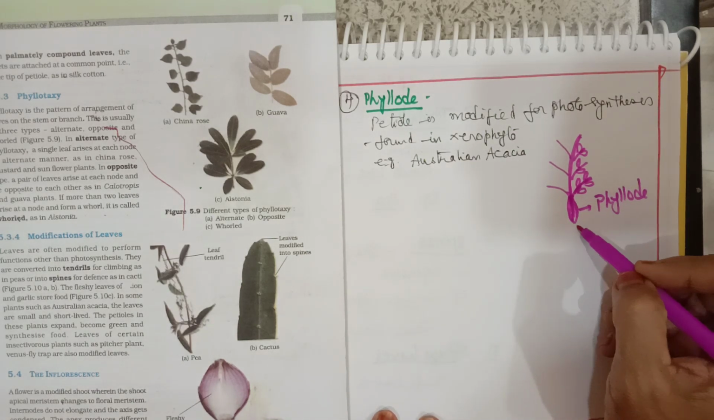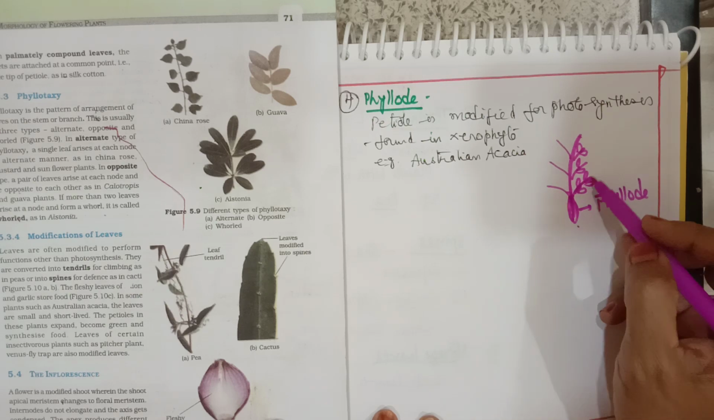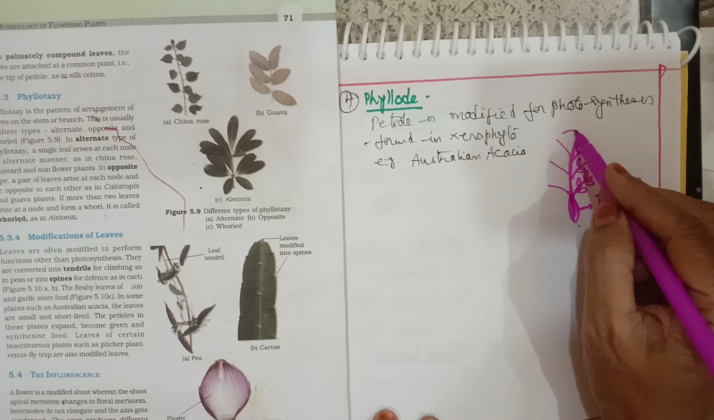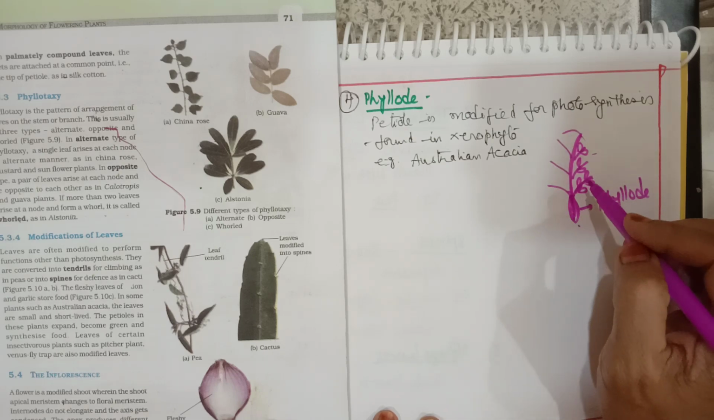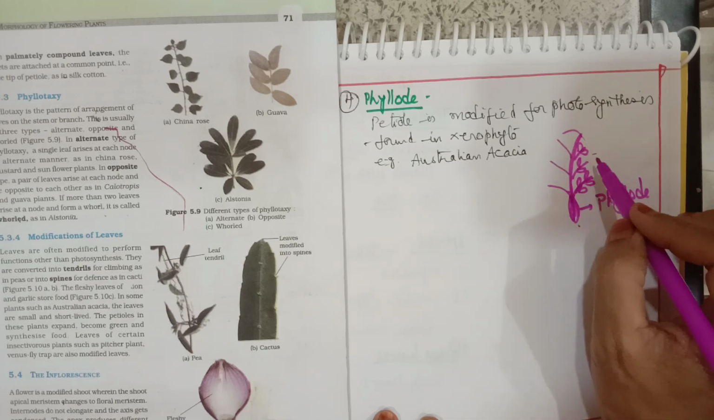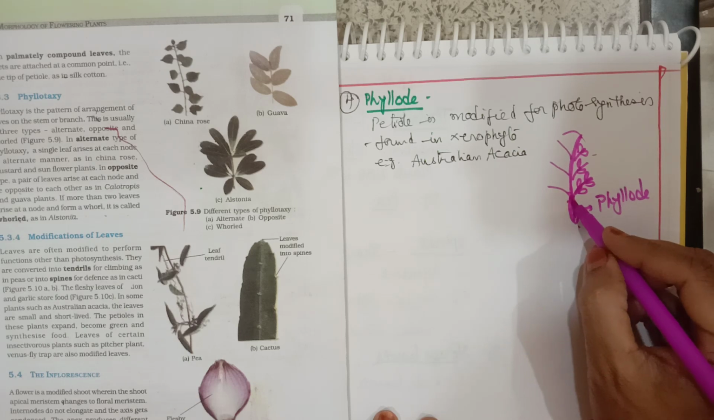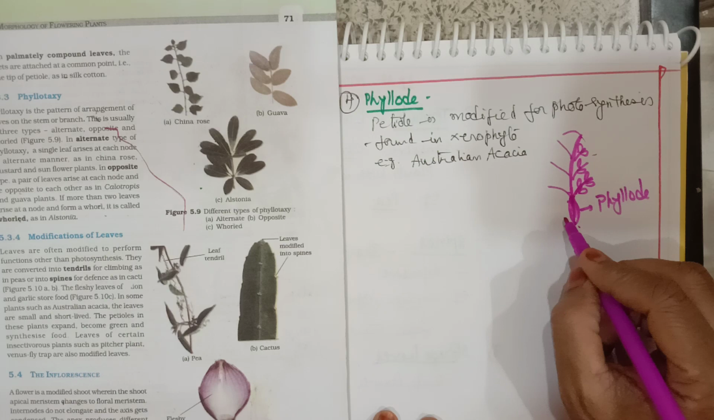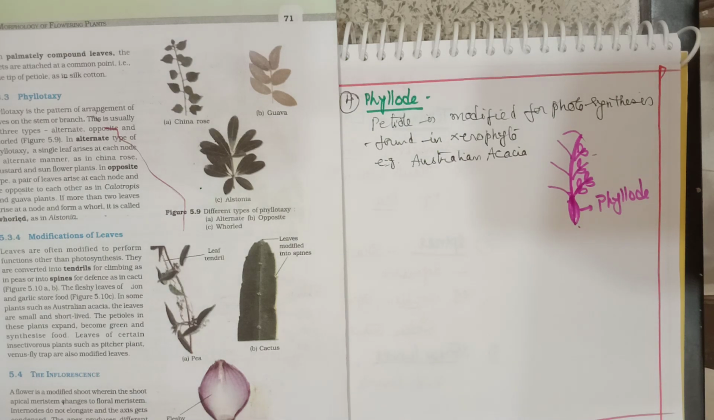Now, after the phyllode is formed, the rest of the leaf simply falls off. It will not remain because it has to reduce transpiration. Only the phyllode will remain. Phyllodes do not have stomata, so they cannot perform transpiration, and thus they can reduce loss of water. So, phyllode is also a xerophytic adaptation.